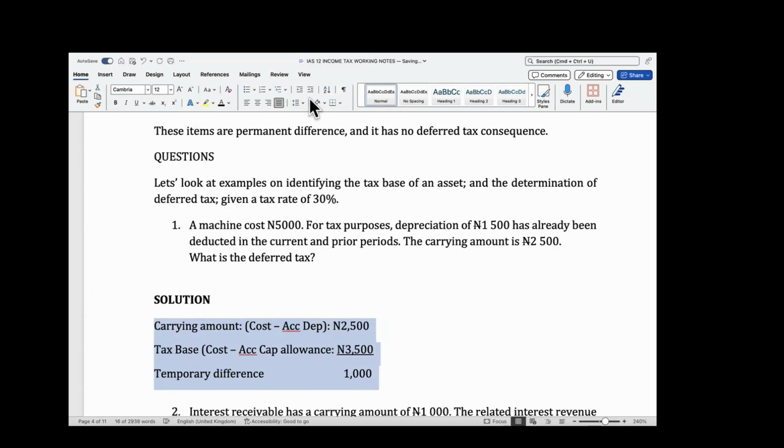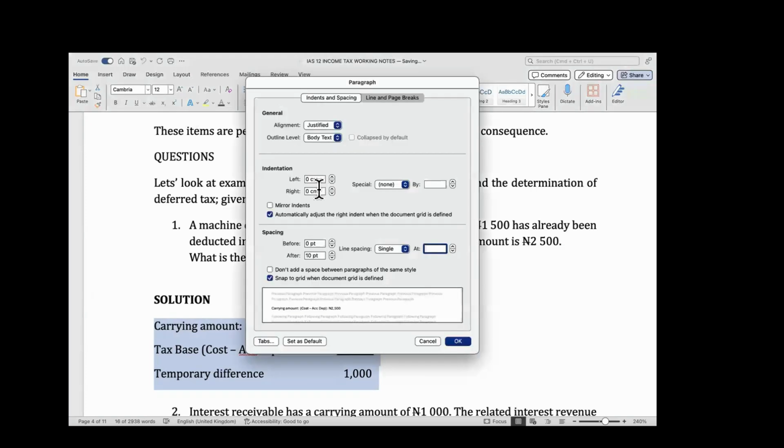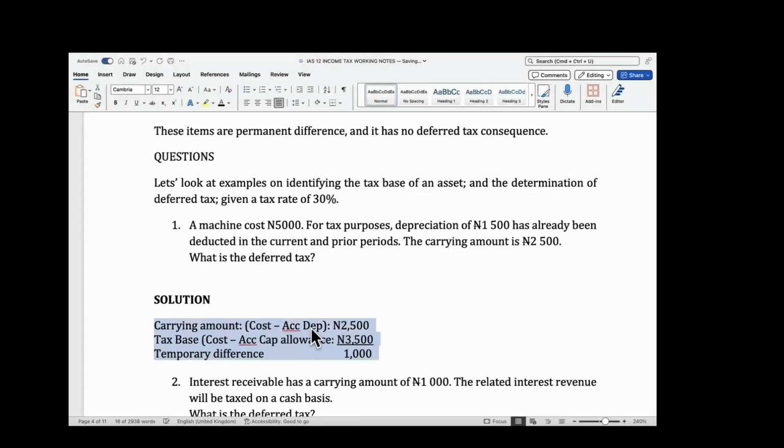The key thing for you to determine your deferred tax is to know whether this 1,000 is a taxable temporary difference or a deductible temporary difference. Because a taxable temporary difference will result in a deferred tax liability, while a deductible temporary difference will result in a deferred tax asset. In this case, based on what I've explained so far, should this be a deductible temporary difference or a taxable temporary difference? Who can tell me? Taxable, sir.